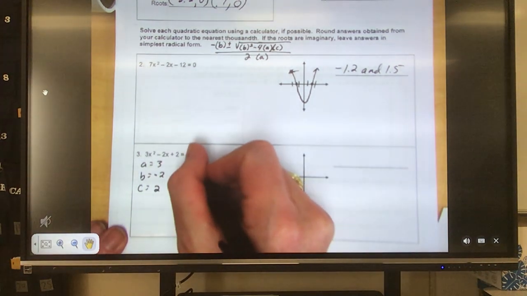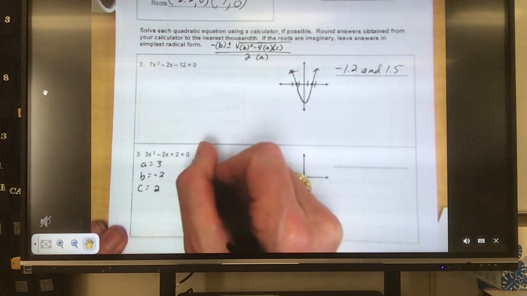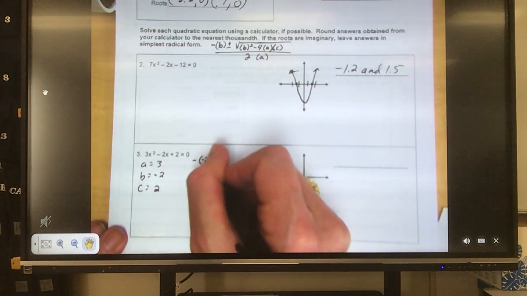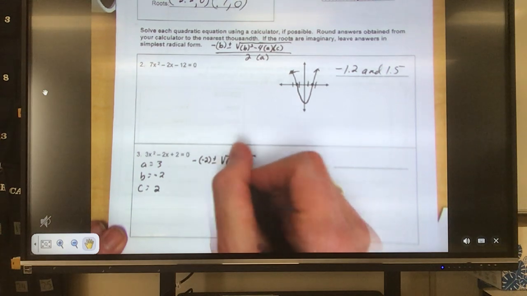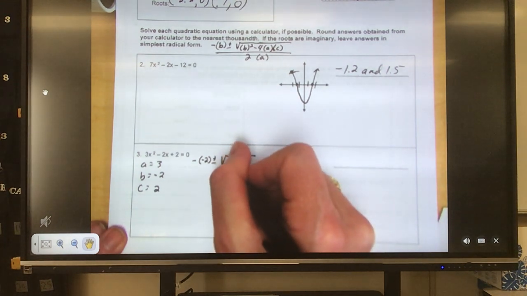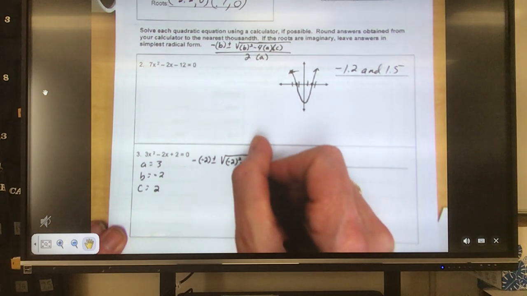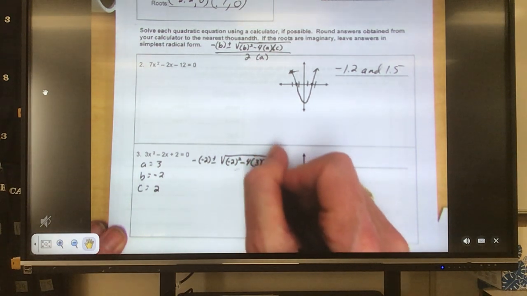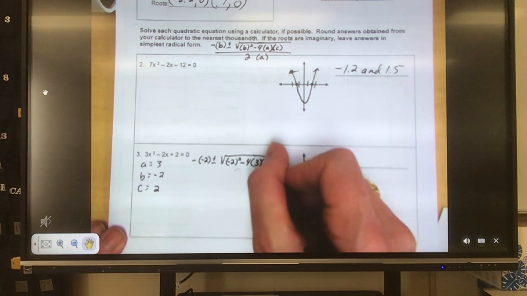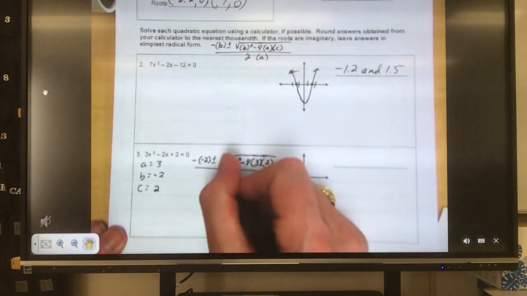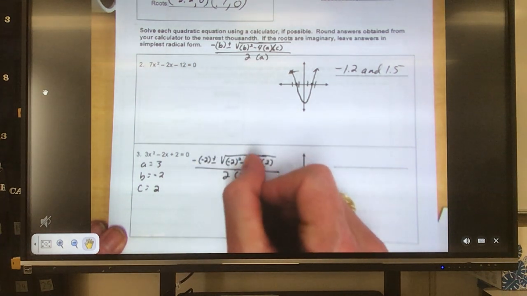Alright, so I use my formula. The formula says minus B, which is -2, plus or minus the square root of B squared. So that's -2, close it, squared, minus 4 times A, which is 3, and C, which is 2. All over 2 times A, which is 3.